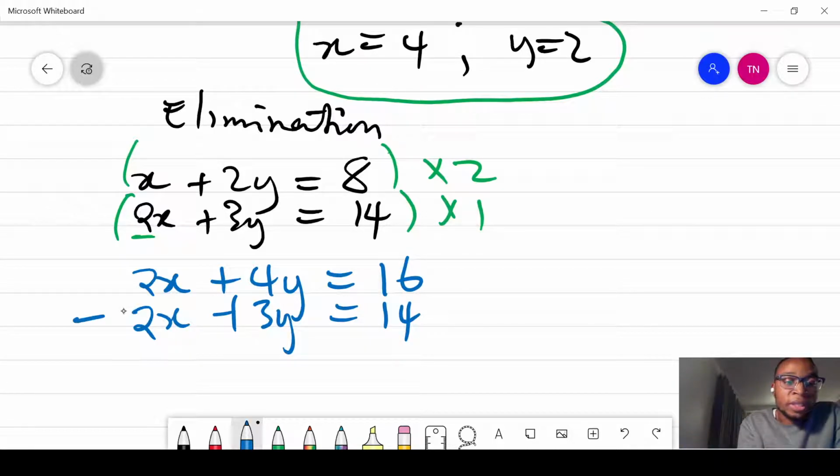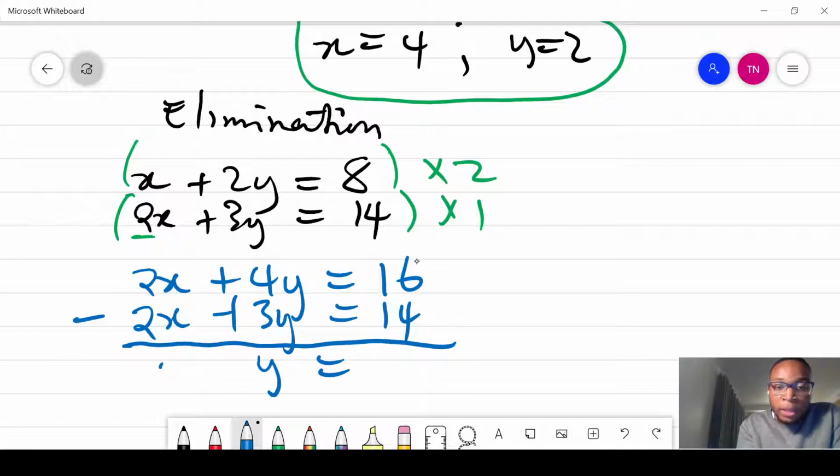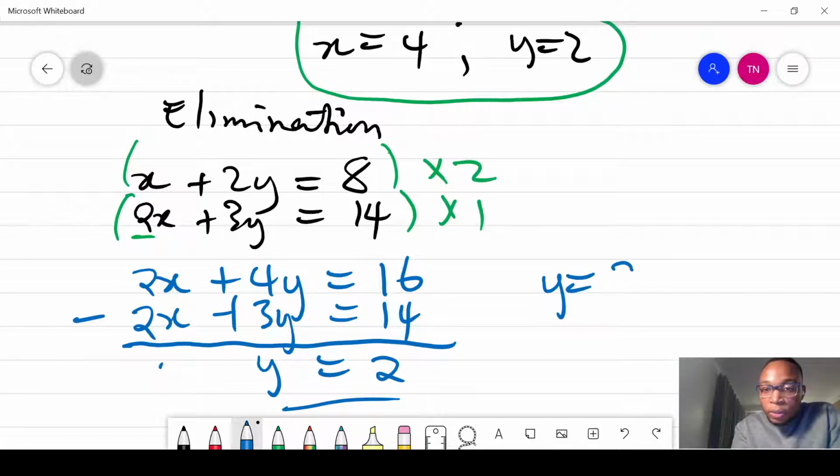Then what we're going to do is just subtract these two equations. On subtracting, 2x minus 2x is just 0. Then 4y minus 3y is going to give you just y. Then 16 minus 14 is going to give you 2. So what this means now is your answer is y equals 2. Then you take this value of y equals 2 and you can substitute it in either one of the equations that we have here to find your value of x.